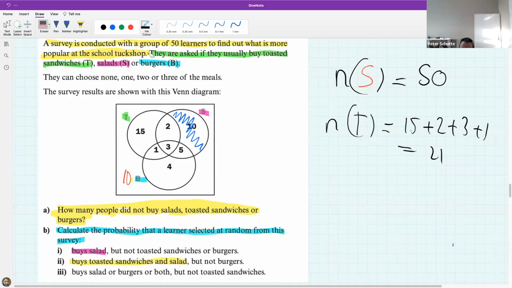So probability is always about how many possible. So it's out of 50. So how many people buy toasted sandwiches and salad? Toasted sandwiches is T and salad is S. So these are the people who buy both. But I'm not allowed to buy burgers. So those people are going to send me away at lunchtime because they're like, no, you can't eat burgers here. So if you're going to eat, it looks to me like that's the only region where you buy toasted sandwiches and salad, but not burgers. And so it would be 2 out of 50.